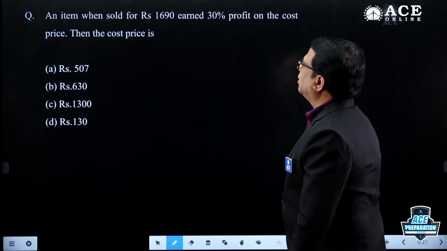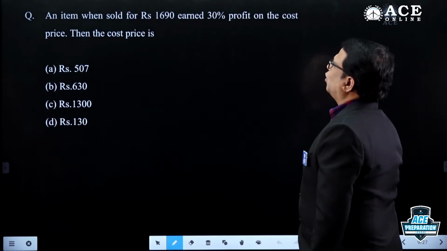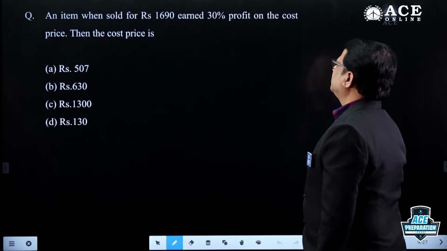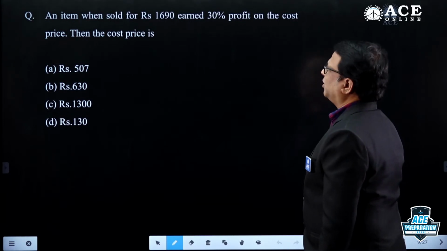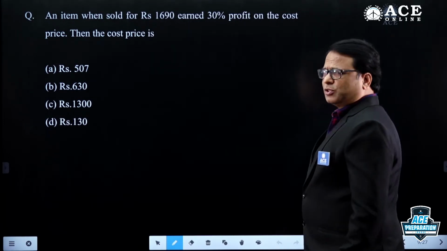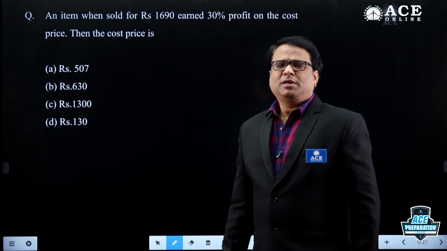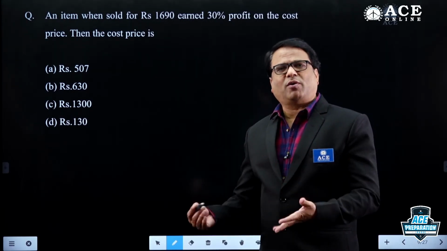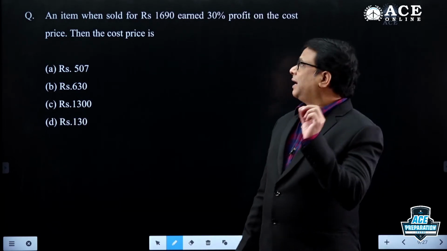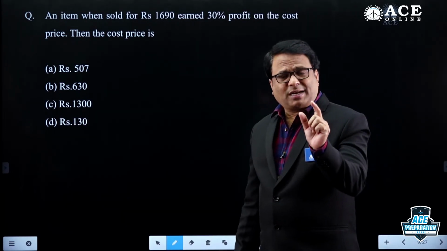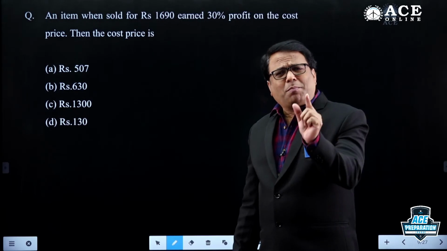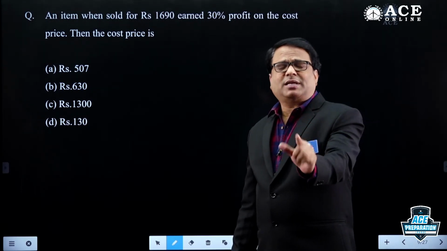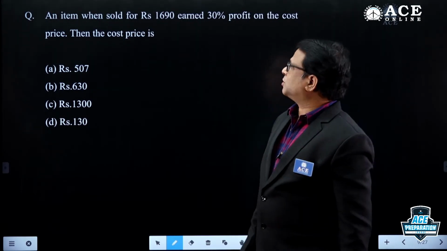Next question. An item when sold for rupees 1690 earned 30% profit on the cost price. What is the cost price? Same as the previous question. In the previous question, there was loss, and in this question, there is profit. So, if you sell an article for 1,690 rupees, you will make a profit of 30%. Then what is the cost price?